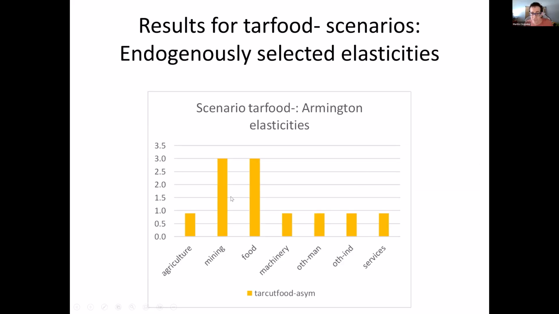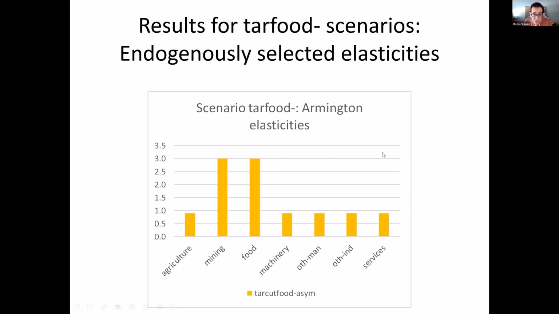we see that for two sectors, particularly food, the model is selecting the high elasticities because the relative price of imported food is going down. For the other commodities, the relative price of imports is going up, so the model uses the low elasticities for those sectors. Okay? So these are the elasticities that the model is endogenously selecting when we use the asymmetric case.